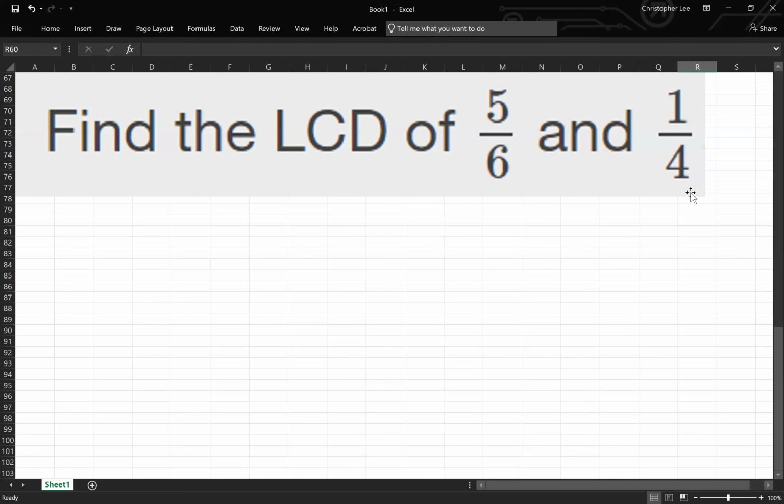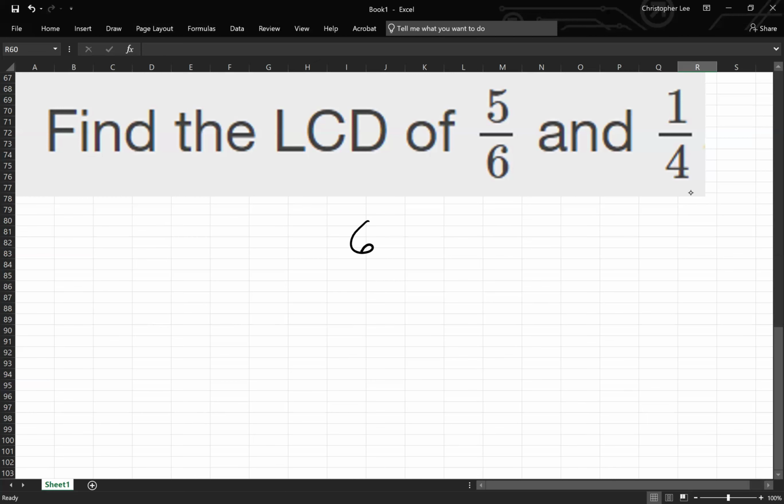Not 4. 6 can't go into 4. So I'm looking for some big number, right? Like 100 or something that 6 and 4 can go into evenly. But I'm not looking for the biggest. I'm looking for the smallest big number that they can both go into. Eight? Well, 4 could go into 8, but 6 can't. 12. That's it. Right?